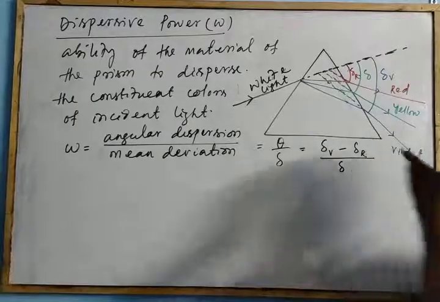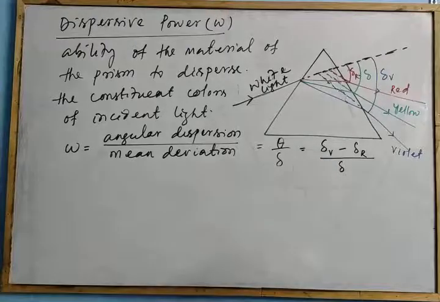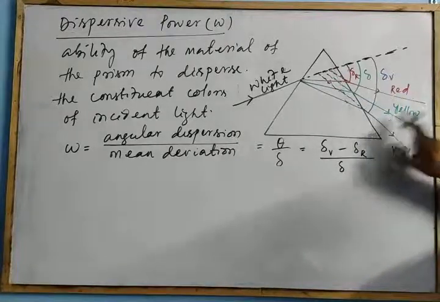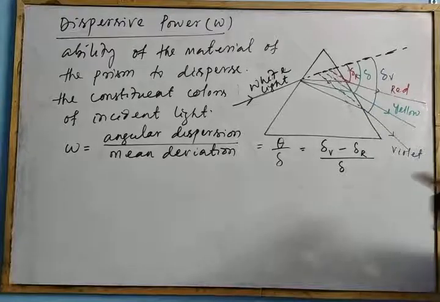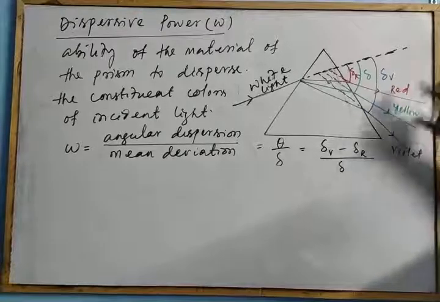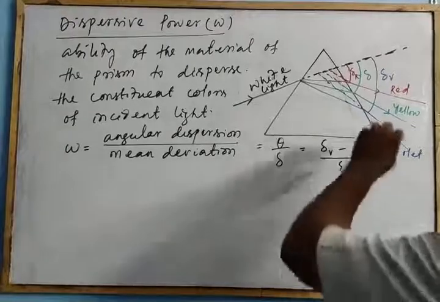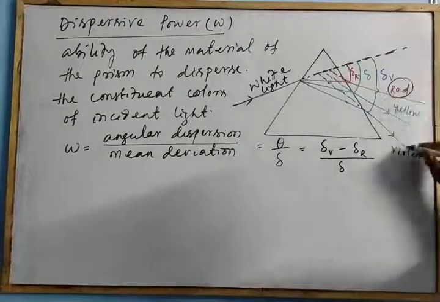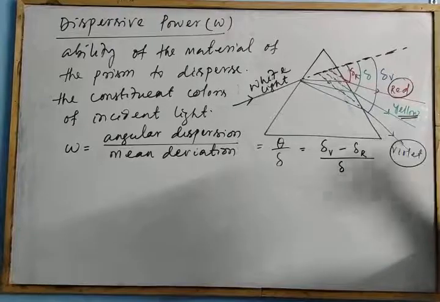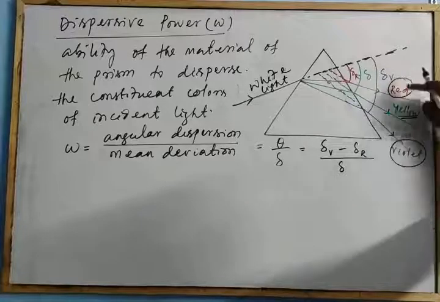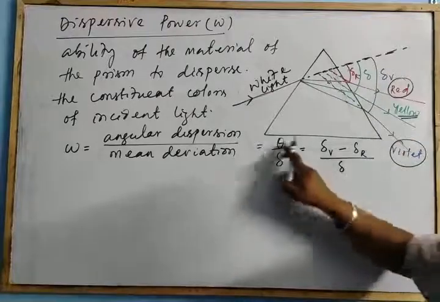Then what is this mean deviation? How will we calculate it? We find the expression for this delta, which I have shown here for yellow color. Mean deviation delta means the deviation suffered by yellow light, which is known as the mean light. For red light, which is the extreme, and violet, yellow color light is considered as the mean of the wavelengths of the two colors red and violet. So that's why I am taking this as a mean deviation.